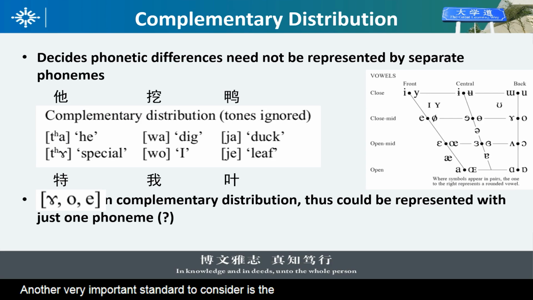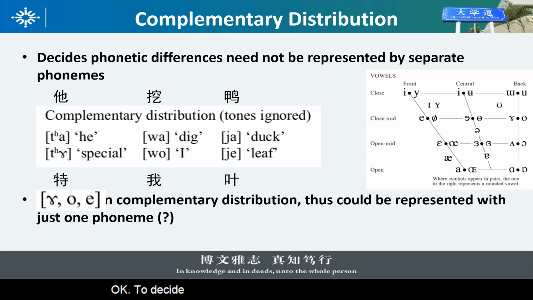Okay, another very important standard to consider is the complementary distribution. If two or more phones are complementarily distributed and they are very similar and they do not distinguish different meaning in one language, in most cases you can see that they can be regarded as belonging to one phoneme, even though they are different phones. Okay, we distinguished phone and phoneme last time. Do you remember?